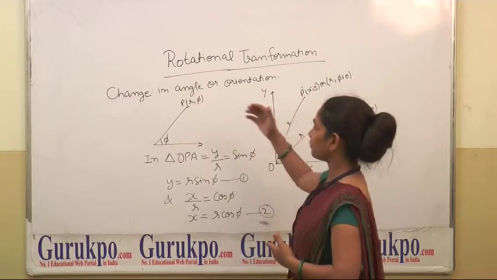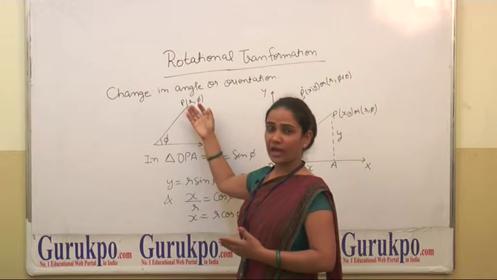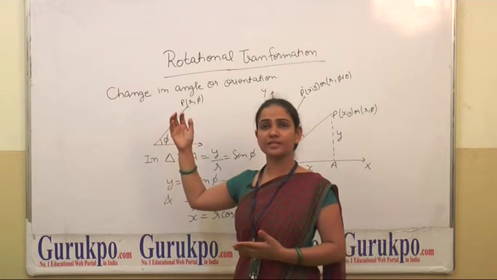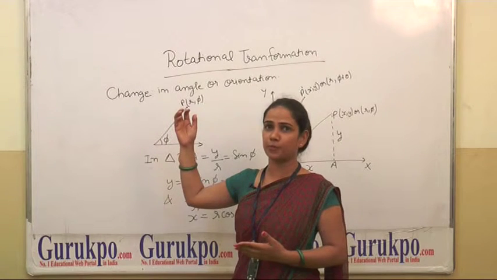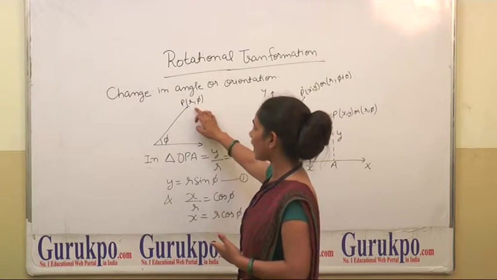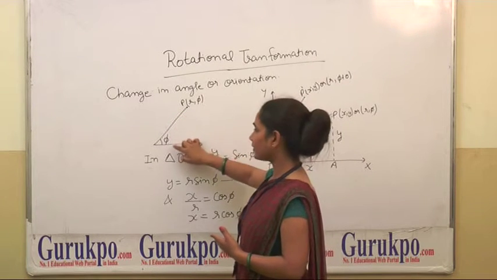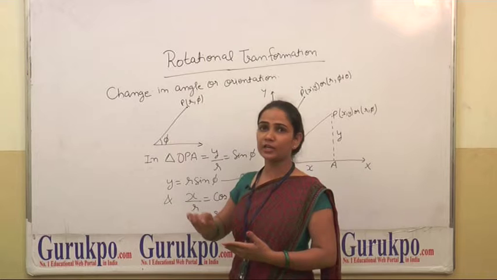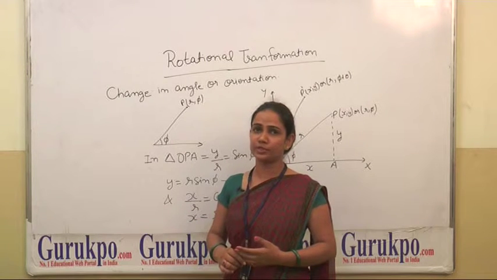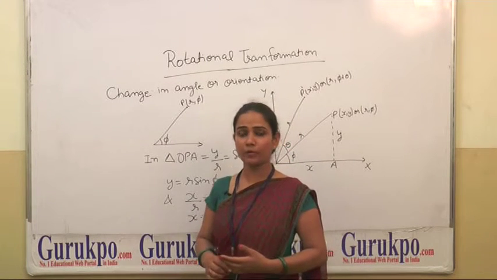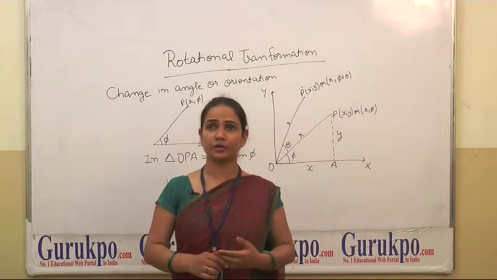We have a point P. As we all know, R, phi is the polar coordinates of this point P. That is, R will be the distance of point P from the origin and phi will be the angle from the origin of this particular point. So how does rotational transformation occur?